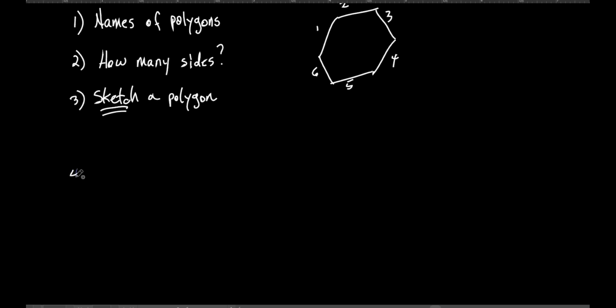Okay. Number 4 and 5 are two-parters. First of all, I give you a picture of a polygon, and you have to tell me 2 things. We'll call it A and B. You have to tell me the name of the polygon.